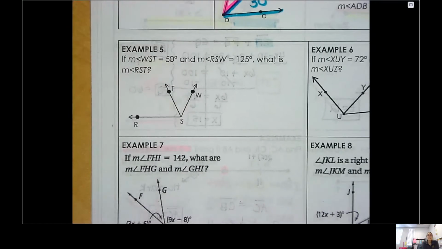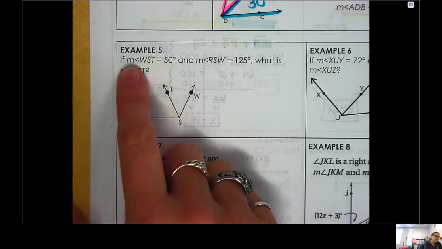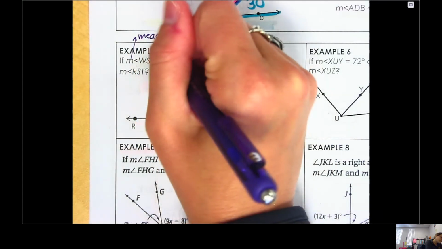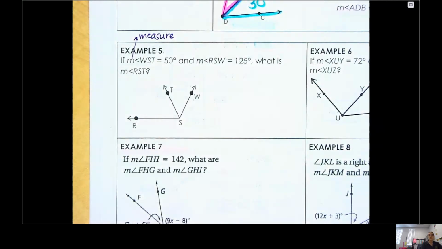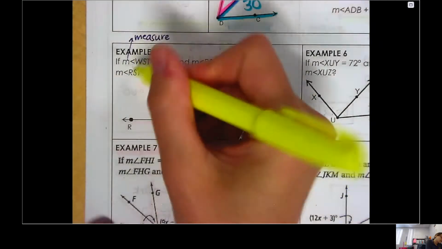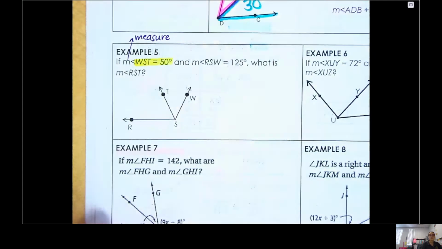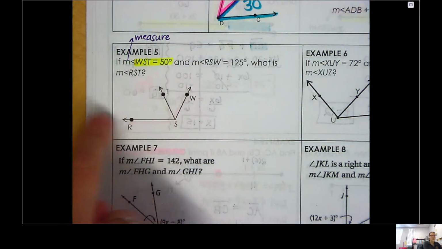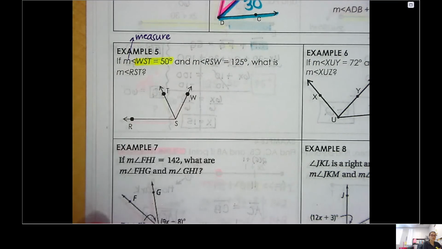All right, 5. Now you see this little M right beforehand? This little M means the measure of the angle. I told you, mathematicians are lazy. We don't write the whole thing out. This M means measure. So if the measure of angle WST is 50 degrees, which one of the angles is that? Is that the angle on the left, the angle on the right, or the whole angle? Right. The angle on the right.